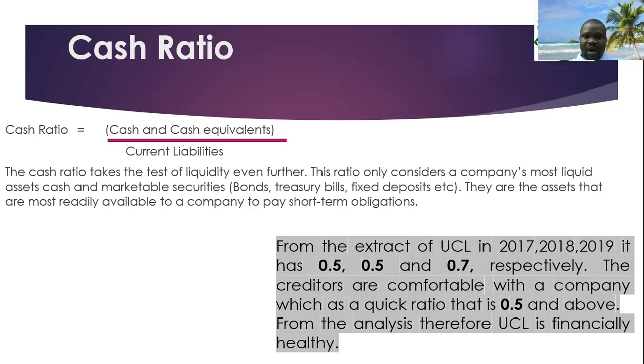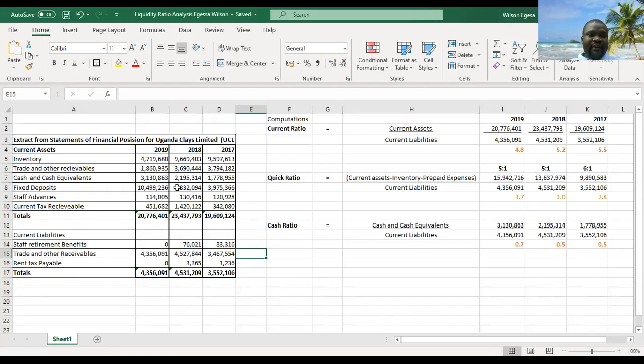So we shall go and look at the computation bit of this, and I'll take you through here. This is an extract from the financial statements of Uganda Clays Limited, which is a listed company.